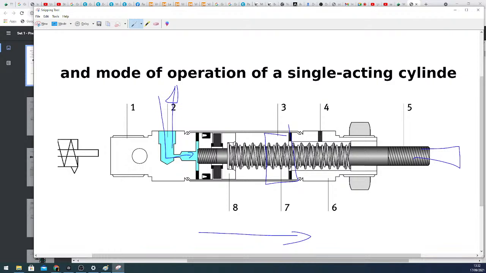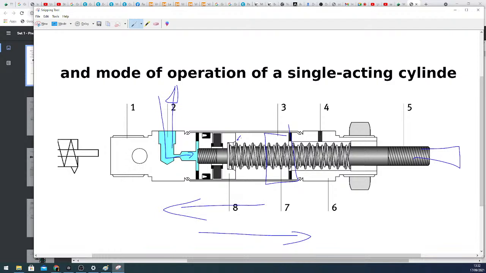Why is there that spring? The spring will push the cylinder back to its starting position. So when we release the air from here, from the backside, the spring will push the piston back.